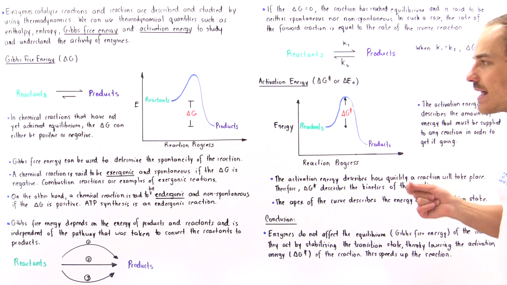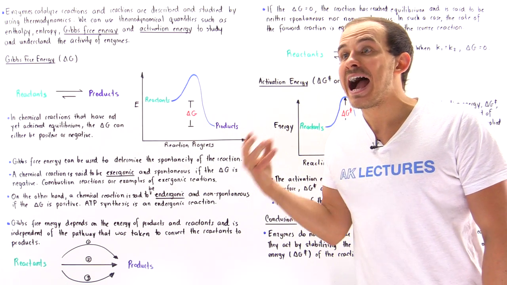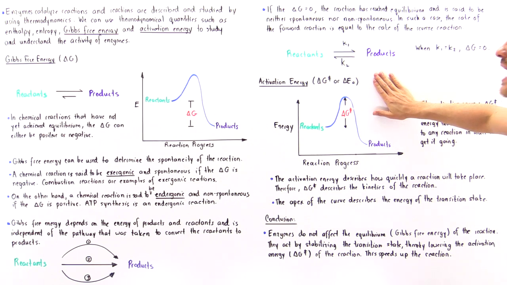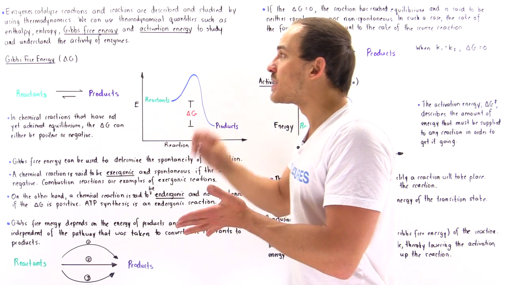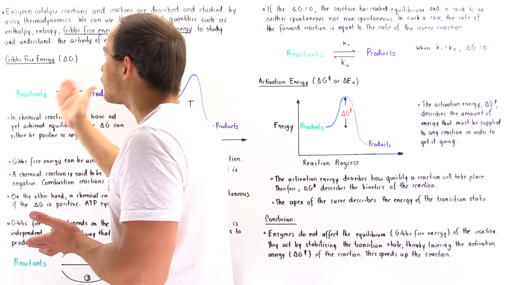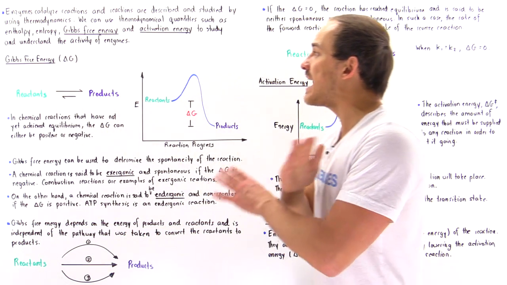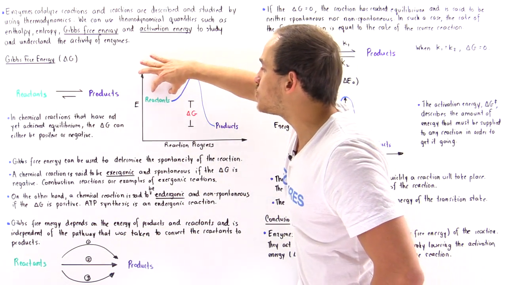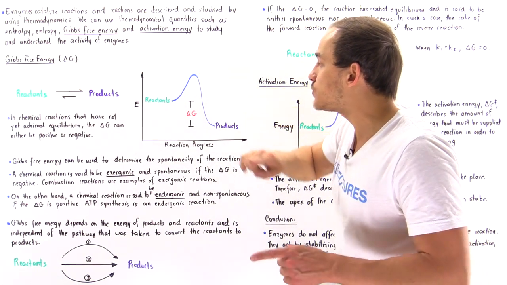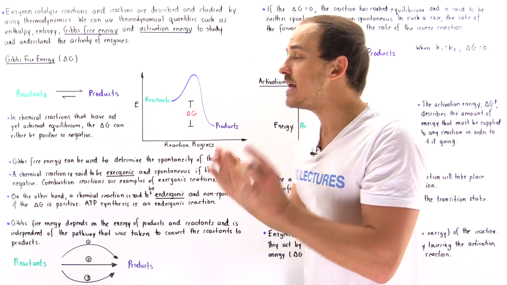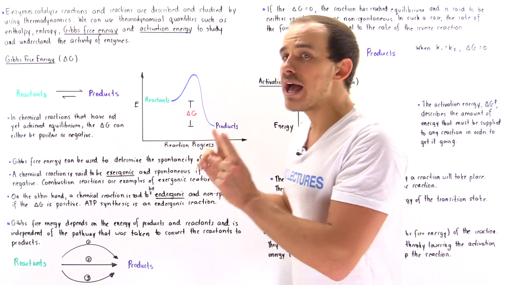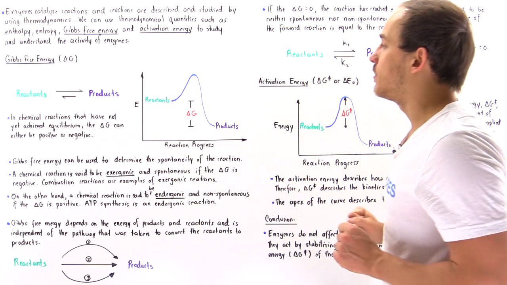Now, what exactly does the enzyme do and how does the enzyme affect the activation energy? So we said previously that the enzyme does not change the Gibbs free energy of the reaction. It has no effect on the energy of the reactants and the products, and so their difference, the delta G, is exactly the same. It remains unchanged when the enzyme acts on that chemical reaction.